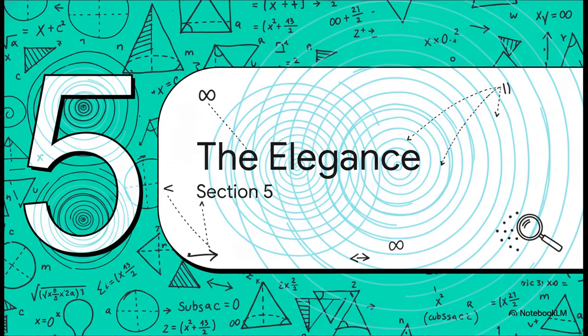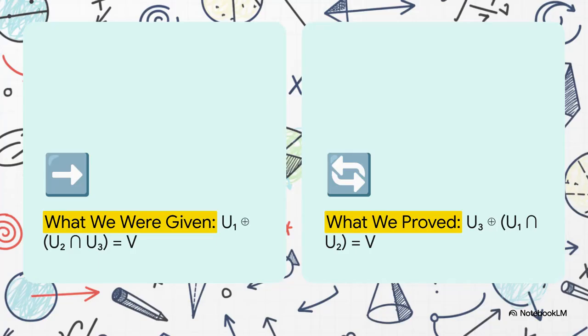So, you know, the really cool thing here isn't just that we solved it. It's what the solution shows us. When you take a step back from all the pluses and minuses and just look at the big picture, something really elegant and beautiful emerges. Just take a look at this. On the left, that's one of the clues we were handed at the very beginning. And on the right, that's what we just proved. Do you see it? It's this incredible symmetry.